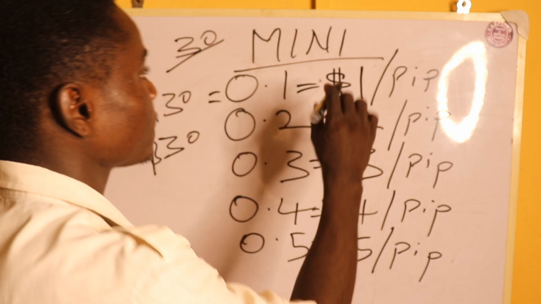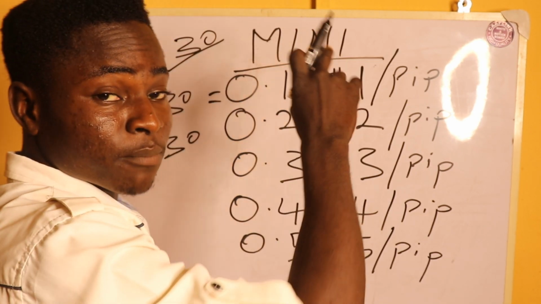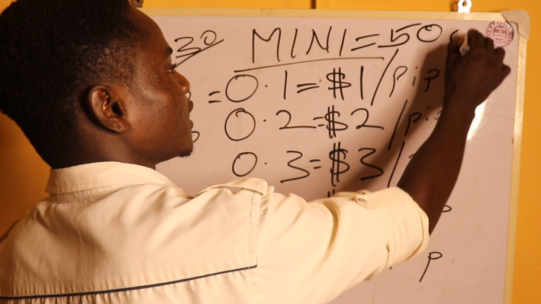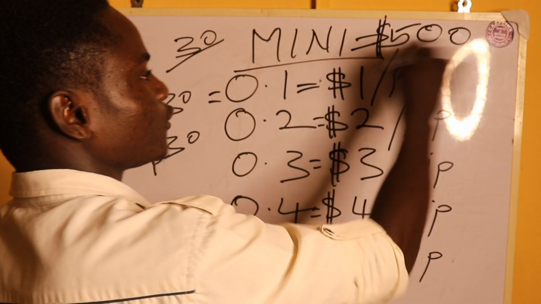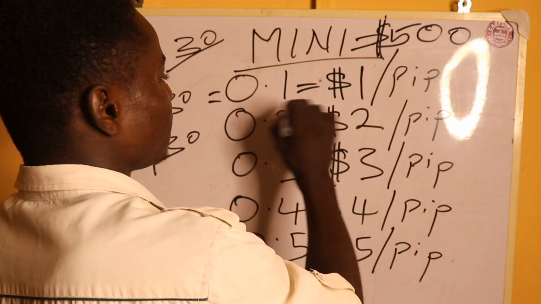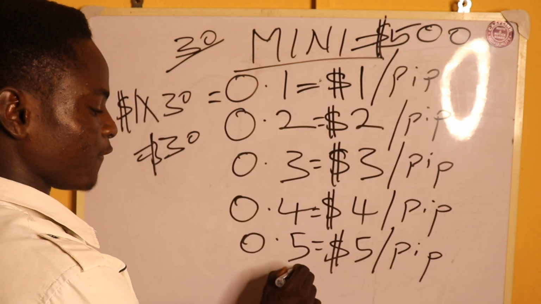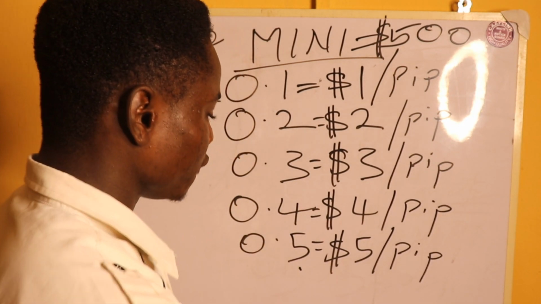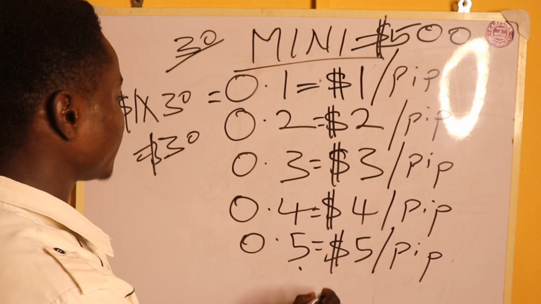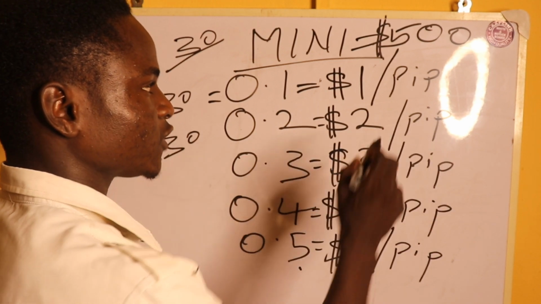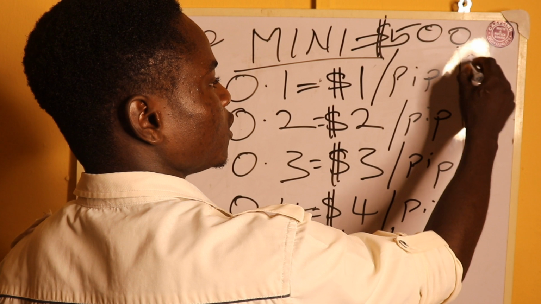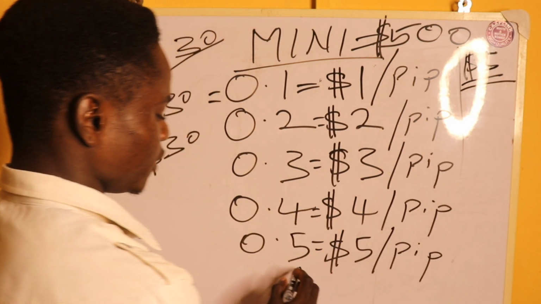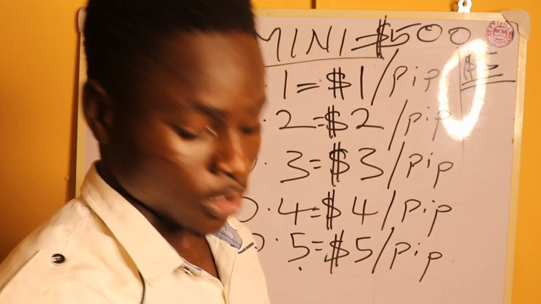So basically, if it is a mini lot, you'll be using it on your $500 account at least. Let your account be 500 before you use this 0.1 to 0.5 lot size on your account. Always remember this. And for this particular move, 0.5, you'll be making about $5 per pip if the market moves either in your favor or against you. So $5, that's what you'll be making for this 0.5 lot size, right?